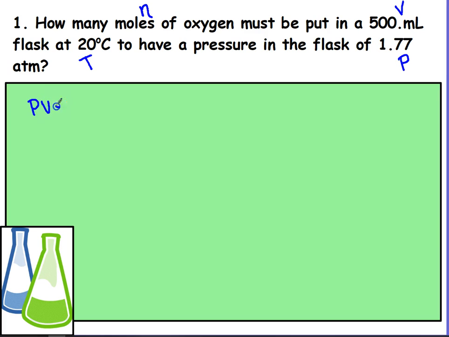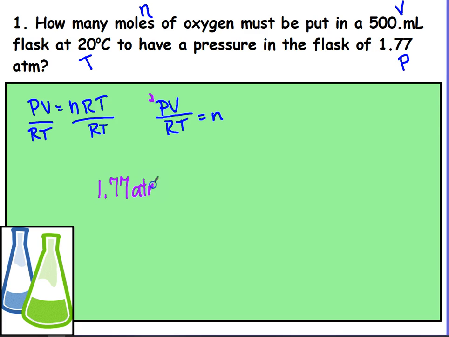So PV equals nRT. I'm solving for moles, so I'm going to divide both sides by RT. So PV over RT is equal to N. Now I just plug it in the order that it goes. We'll start with pressure, it's the only pressure, 1.77 atm. Make a table, and we're good. Times the volume, so the volume goes on top. It says 500 milliliters.